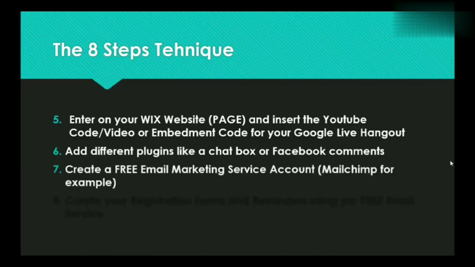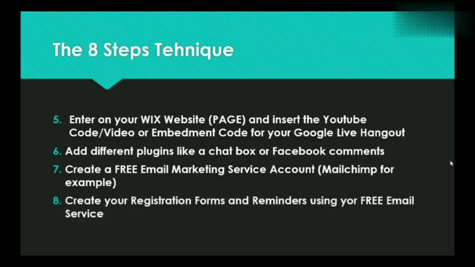Then you can create a free email marketing service account. If you want to have the whole package with registration forms, landing page, and reminders for your webinar, you need to create a free email marketing service. You can use MailChimp for that purpose. After you create this email marketing account at MailChimp, for example, you can create a registration form for your webinar, and you can set up an autoresponder sequence of emails to send to the people that register to participate in your webinar. And that's about it. This is the 8 steps technique.